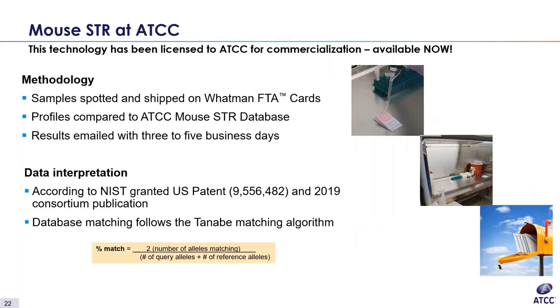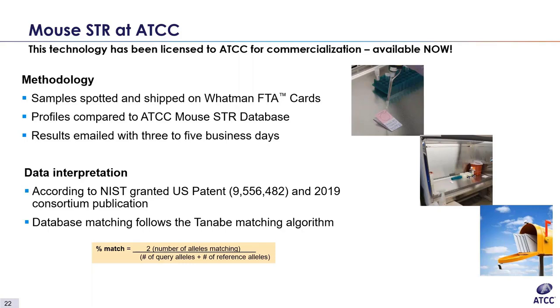So the great news is that ATCC has licensed the validated assay from NIST, and the Mouse Cell Line Authentication Service is available for order online now. With this service, our customers can conveniently spot and ship samples on Whatman FTA cards. FTA cards lyse the cells on contact and bind DNA tightly to the card for long-term preservation. The cards are easy to ship at room temperature without the need for ice or liquid nitrogen.